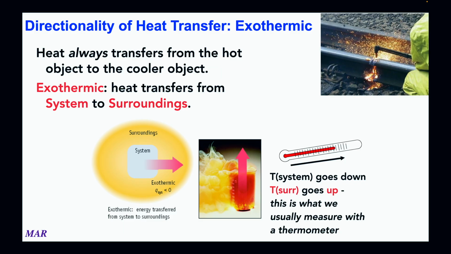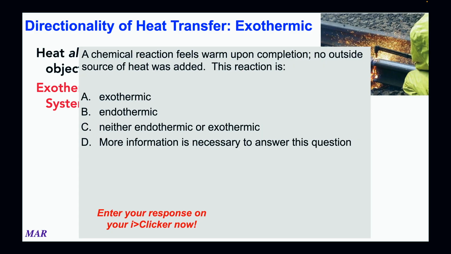the air, whatever. So if you do a reaction and the thermometer increases, gets warmer, that means you have an exothermic reaction. Let's say that you have a reaction and the reaction feels warm upon completion, and you didn't use like a hairdryer to warm it up or something like that. How would you describe it? Exothermic, endothermic, neither, or do you need more information? And obviously, if the reaction feels warm upon completion, this is going to be exothermic. So if you do a reaction and it feels hot after the chemicals react, exothermic. Energy was given off by the reactants. The system gave off energy to the surroundings.